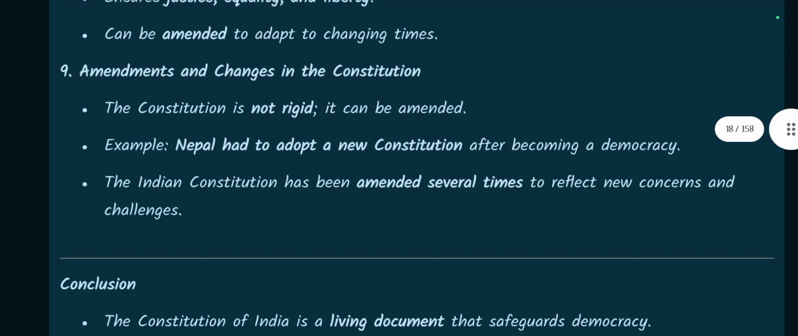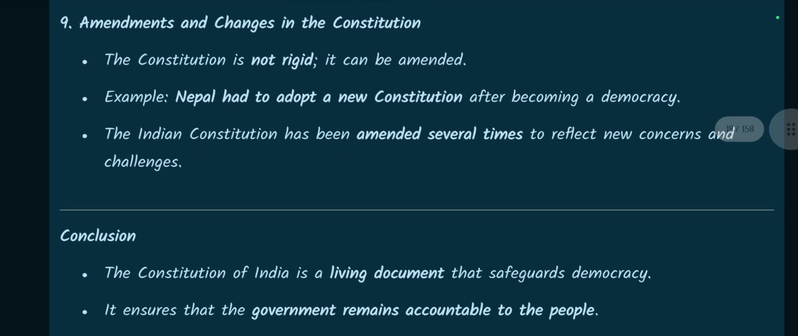Number 9. Amendments and changes in the Constitution. The Constitution is not rigid, it can be amended. Example: Nepal had to adopt a new constitution after becoming a democracy. The Indian Constitution has been amended several times to reflect new concerns and challenges.